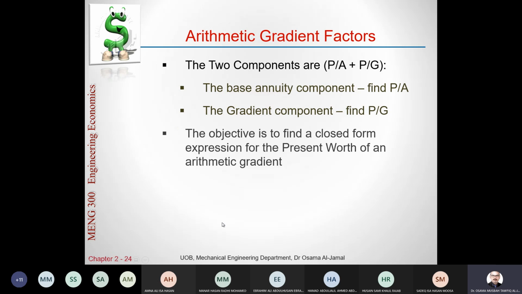So the objective now is to find a closed form expression for the present worth of an arithmetic gradient, i.e. for the second part. For the second part, it doesn't mean that we're going to do calculation only for G. No. Later on, we need to add both of them, P given A and P given G. It requires two separate calculations. We'll do now only P given G. Why? Because we already did P given A, and we saw how to find the present value for the annuity.